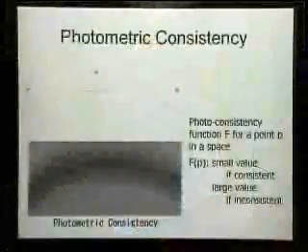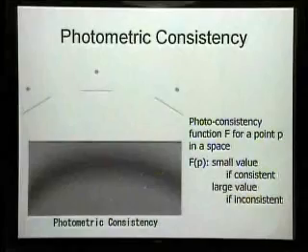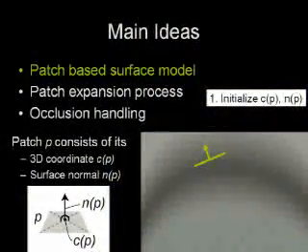You get smaller values where the surface actually exists, and higher values in the other places. So our problem, in that sense, is trying to find a 2D surface where this function, the consistency function, is small. I hope this makes sense.